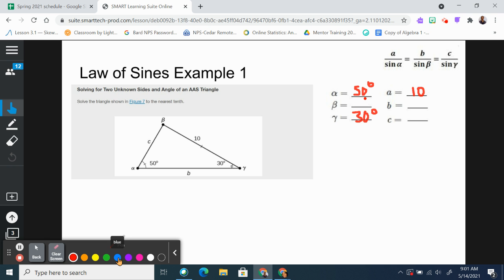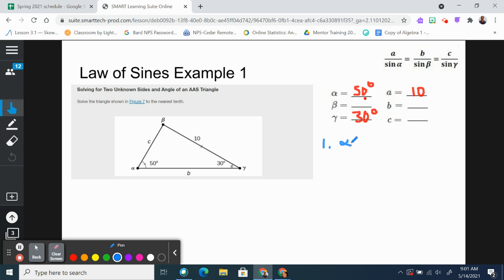And I'm just going to change my color just so it's clear what I know and then what I'm finding. So I know 50 plus 30 plus beta is equal to 180. And I already have 80 here, right? So this one right here must be equal to 100. So I'm just going to write this rule down.